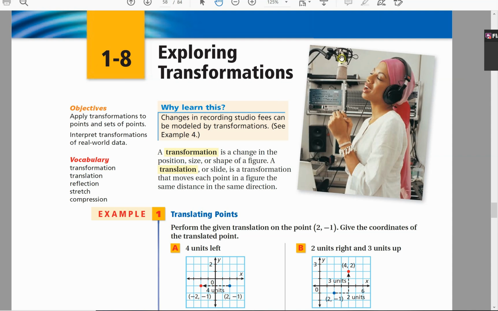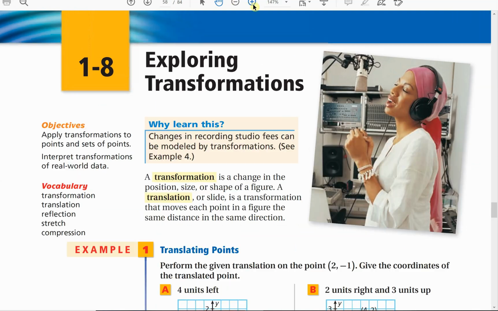We're going to explore transformations. We're not going to do as much work in transformations this semester as we normally do, but we are going to touch on them, and I think today is as good a time as any to discuss them. A transformation is a change in position, size, or shape of a figure.